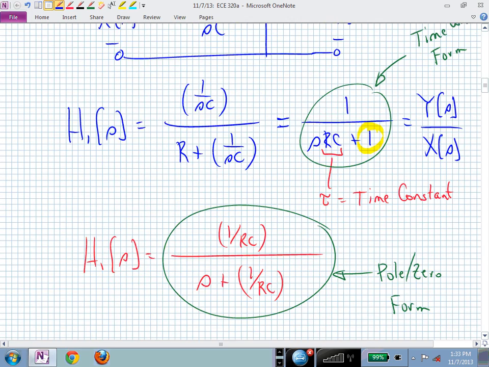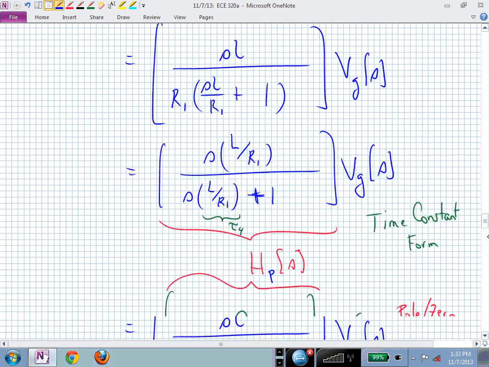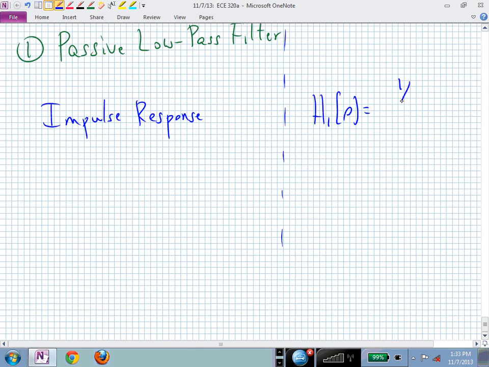If we had it in pole zero form, which is easier to be thinking about taking the inverse Laplace transform because we can immediately see the pole, we now have our low-pass filter as 1 over RC over S plus 1 over RC. If that's the case, what's our impulse response? It's just the inverse Laplace transform of capital H1 of S.